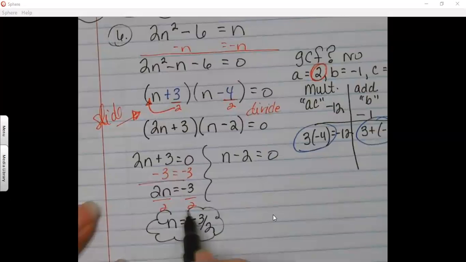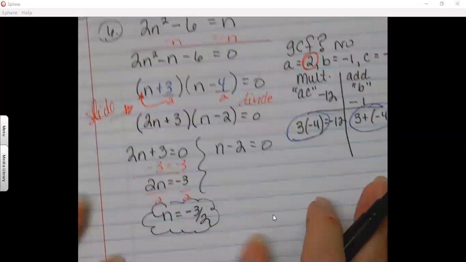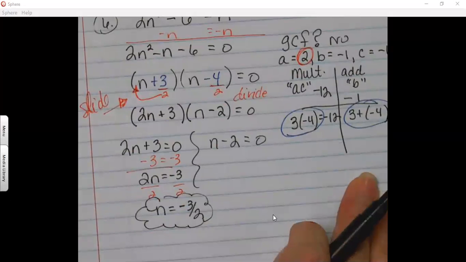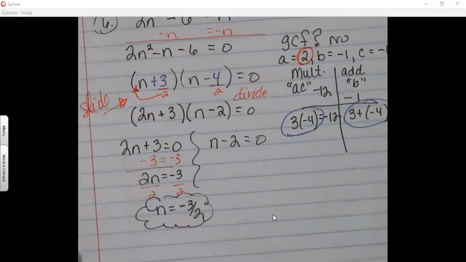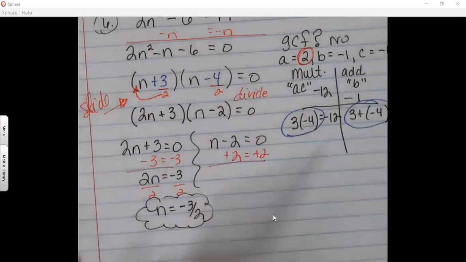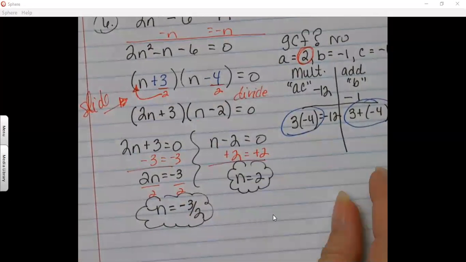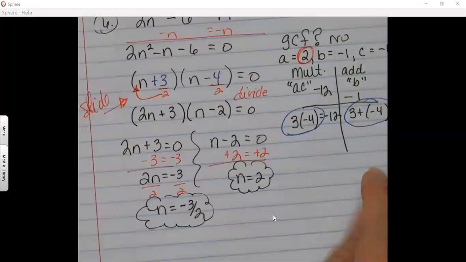But the test is going to show you the answer just like it does on the answer sheet, because I use this same software to write the test. So it's not going to change it to a decimal. It's not going to change it to a mixed number. It's going to leave it as negative 3/2. Your other equation, we're going to add 2 to both sides. So n equals positive 2. Positive 2 and negative 3/2 are your answer. And that matches what our worksheet said, where I told you what the answers were.